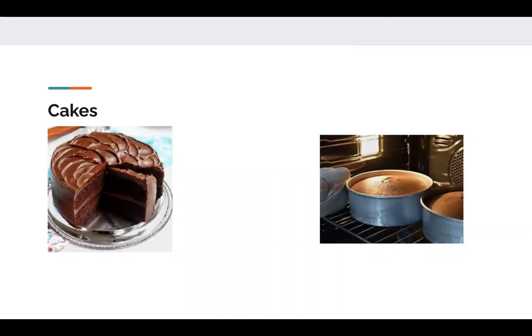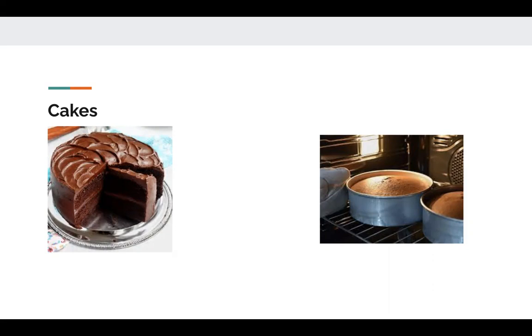The heat also causes the baking powder or baking soda to release carbon dioxide gas, which helps the cake to rise. As the cake bakes, the sugar and proteins in the batter react to produce the color and flavor of the cake. This is known as a Maillard reaction.